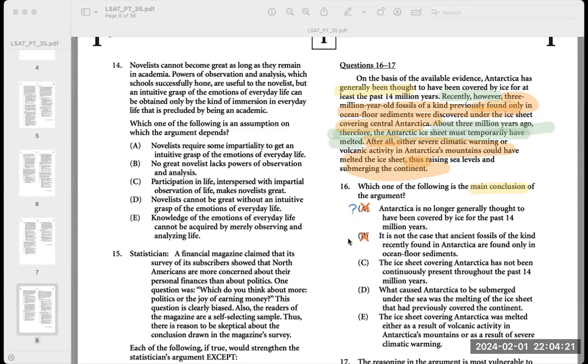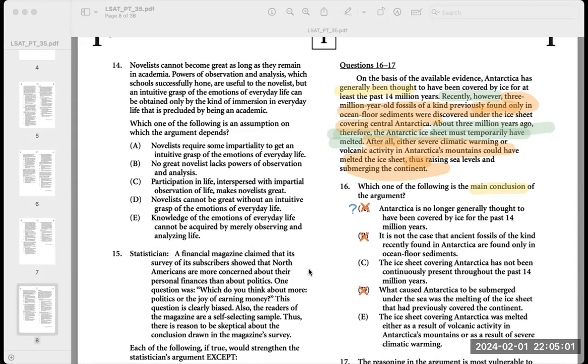And in fact, about 3 million years ago, there must have been a temporary melting, and so it wasn't completely covered in ice for the past 14 million years. That's the thrust of the argument, pushing toward that point, as opposed to pushing toward what is the cause of it being submerged. So D seems like a trap, although quite a nuanced trap. I could definitely understand being tempted by D.